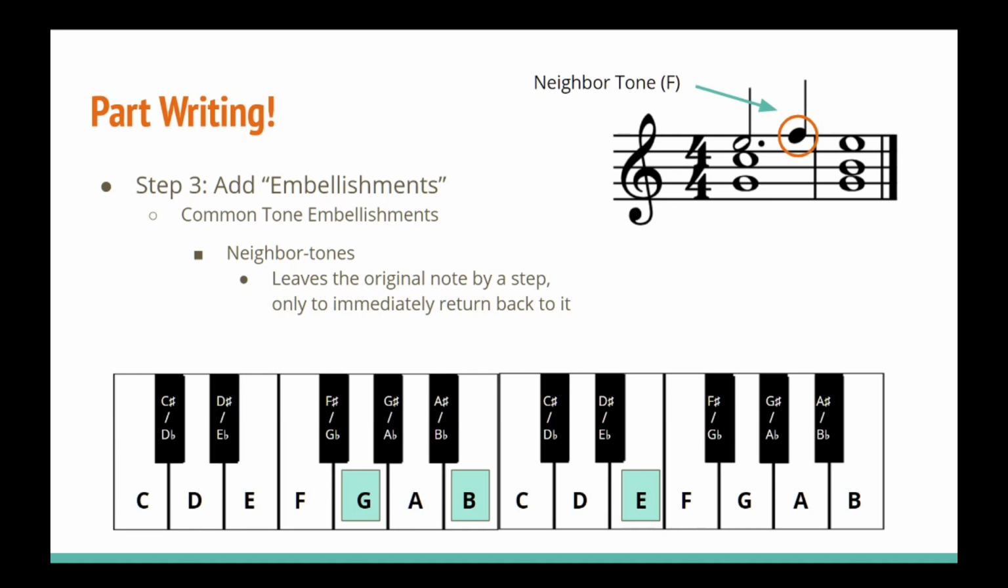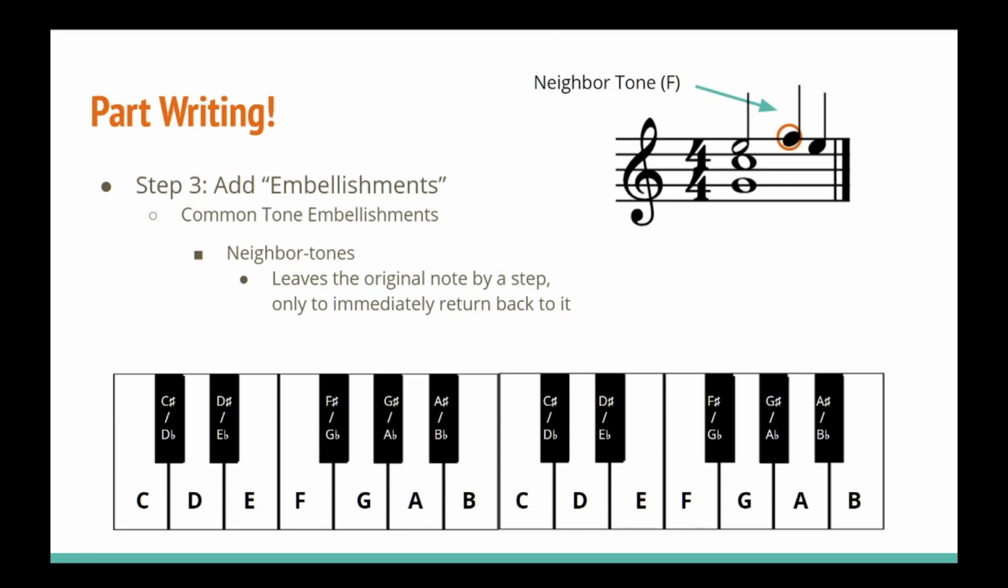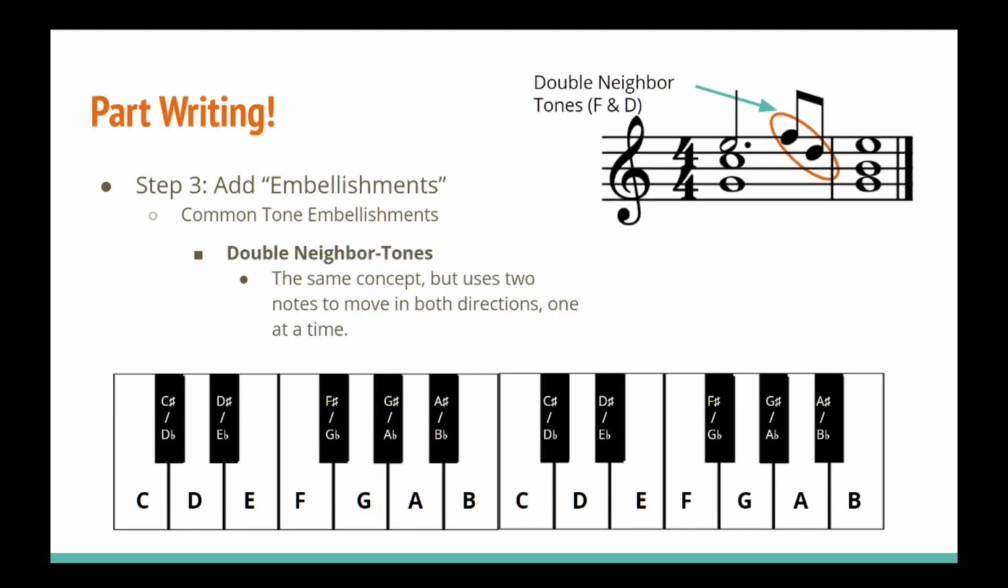We can place these in between two common tones shared between two chords, or we can even just add them within a single chord by simply splitting a single voice into its own pair of common tones. A double neighbor tone follows the exact same concept, but instead of just moving up or down by step, it moves in both directions, one after the other.